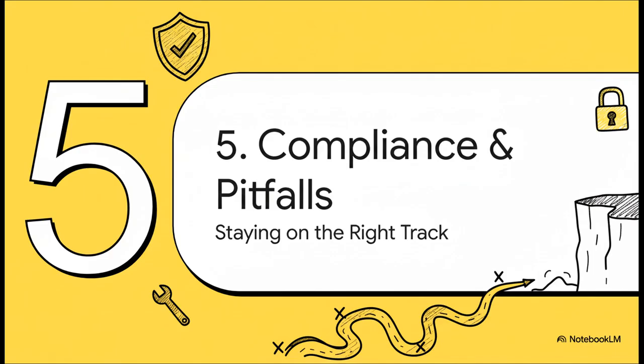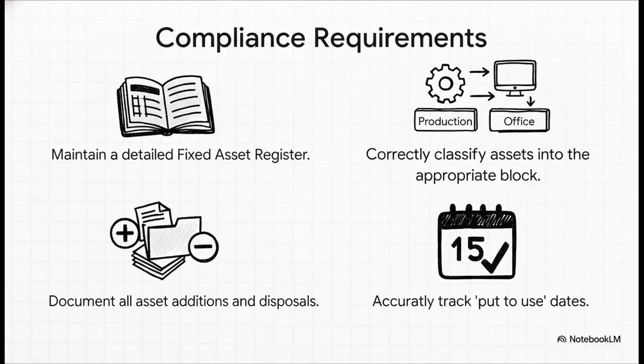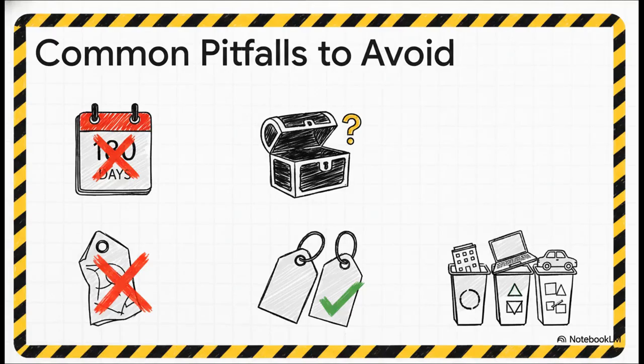Okay, now that we've got the mechanics down, let's talk about the practical side of things. How do you stay compliant, and what are the common mistakes that can get you into trouble? Look, if you want to claim depreciation correctly, good record keeping is just not optional. You absolutely have to maintain a detailed fixed asset register. It's also vital you classify assets into the correct block, because that determines the rate. And of course, keep all your invoices, your sale documents, and as we just saw, be meticulous about tracking the put-to-use dates.